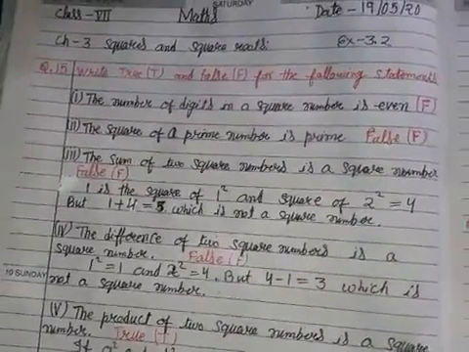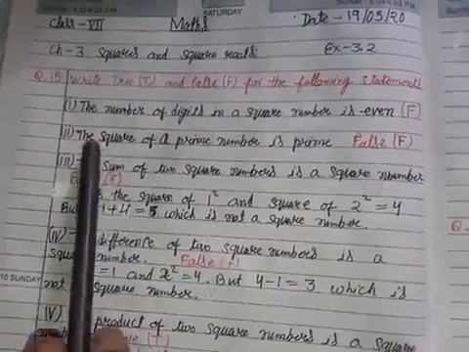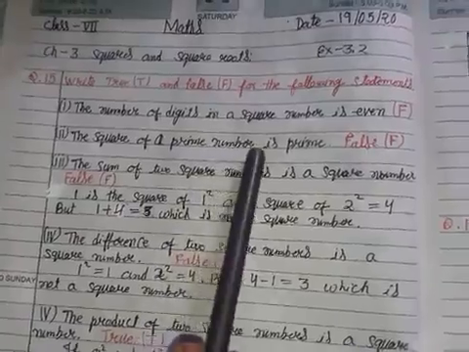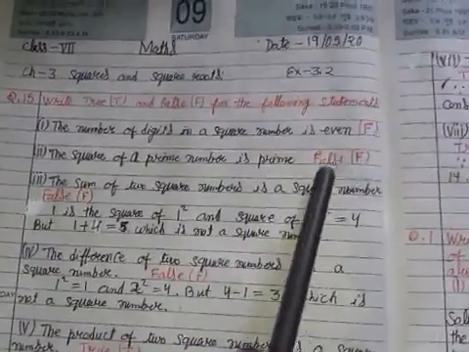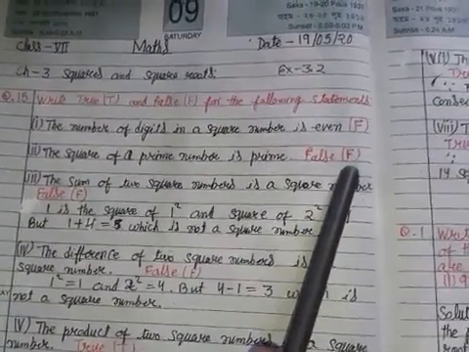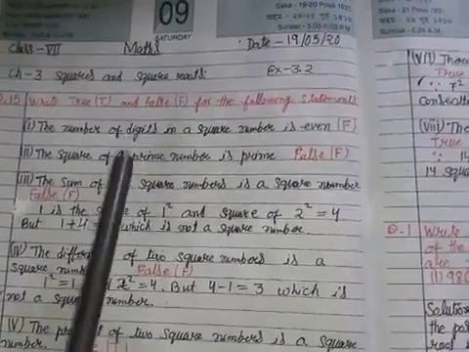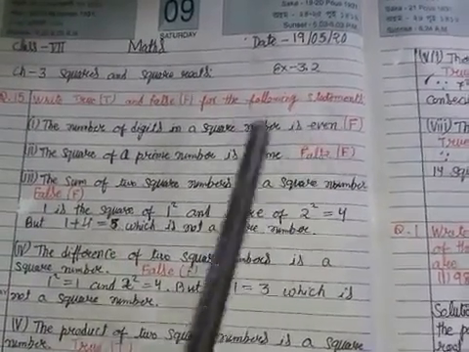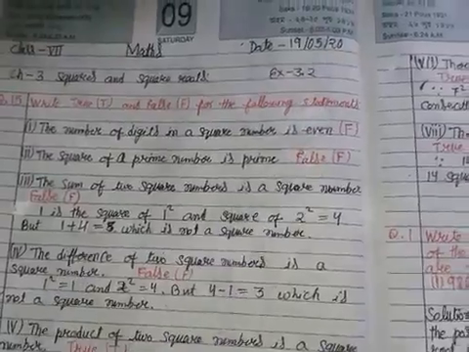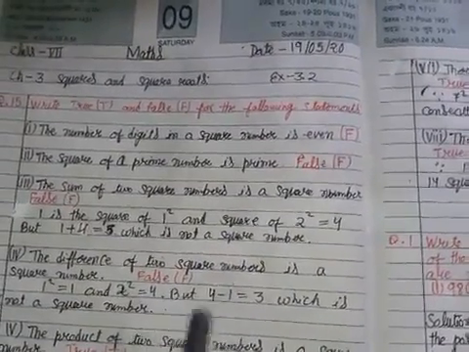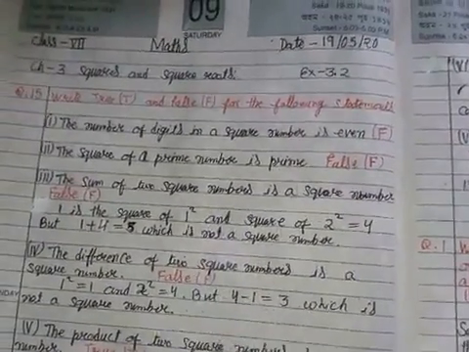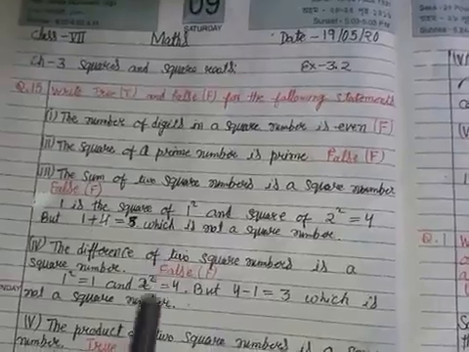Second question: the square of a prime number is prime. False, because 3 is a prime number but its square is 9, and 9 is not a prime number. It is divisible by 3.